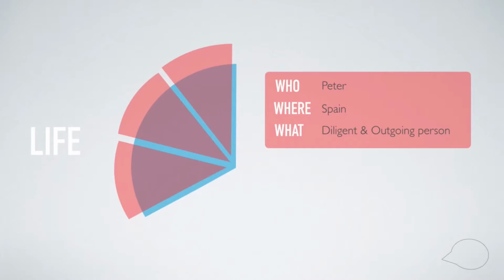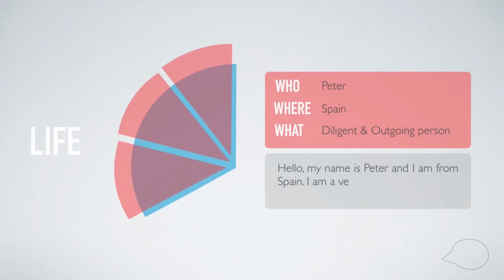Now, let's see how this will be said in an actual introduction. Hello, my name is Peter and I am from Spain. I am a very diligent and outgoing person. This is a very clear and concise way of introducing yourself for part 1.